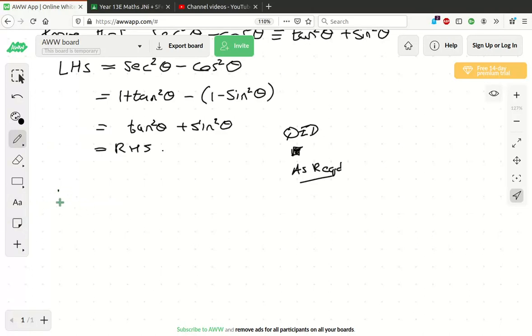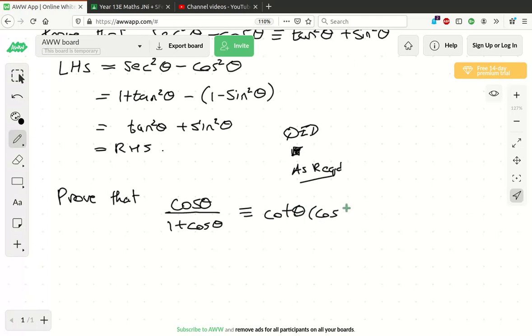Let's prove that. Okay, I don't want to do that one. I want to do, yeah, look at this one. This one, cos theta over 1 plus cos theta is identical to cot theta cosec theta minus cot theta. Now, I've just pinched the example from the book, but I couldn't care less how they do it.